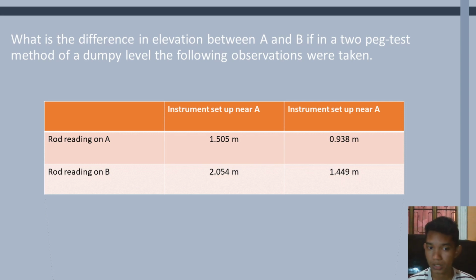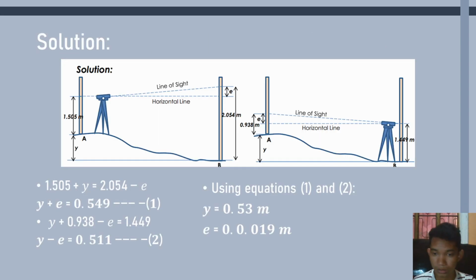So for the instrument setup near A, for rod reading A, we have 1.505 meters. For rod reading B, we have 2.054 meters. And for the instrument setup near B, we have 0.938 meters for A and 1.449 meters for B. To solve this problem, you just have to draw a diagram in order to analyze the different heights of the observations taken from the two-peg test.